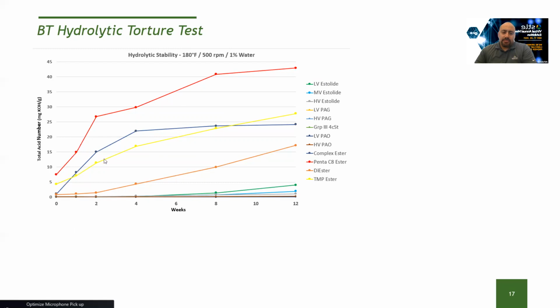These components here are showing a very high rise in TAN. We evaluated TAN versus week, TAN versus time. What we saw was the conventional esters here are all in this region here, so you can see a rise in TAN pretty rapidly. If you look at all the PAOs and the PAGs in group 3, they remained at the baseline as expected, because they're essentially chemically inert for hydrolysis reaction. And the Estolides were essentially right above it.